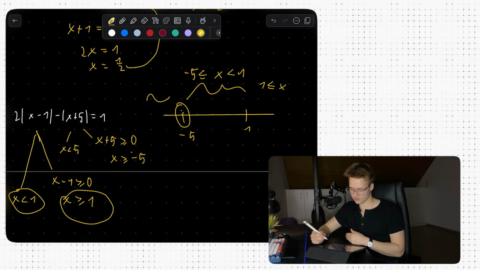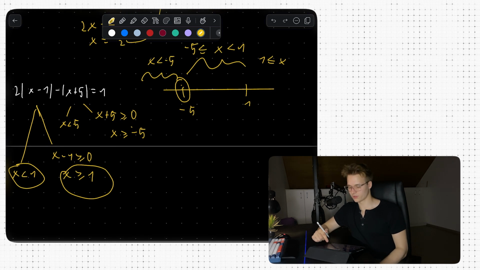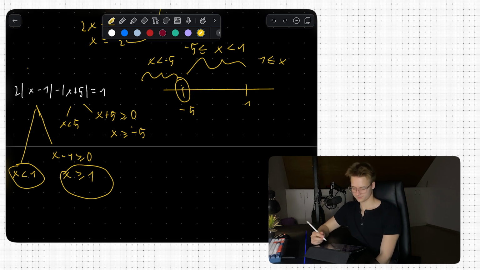Okay, so -5. And this one is going to be less than -5. So those are our three conditions. And now let's see each one. So when x is greater than 1, what's going to happen? Well, both of these are going to be positive. So let's say we just choose a random number.